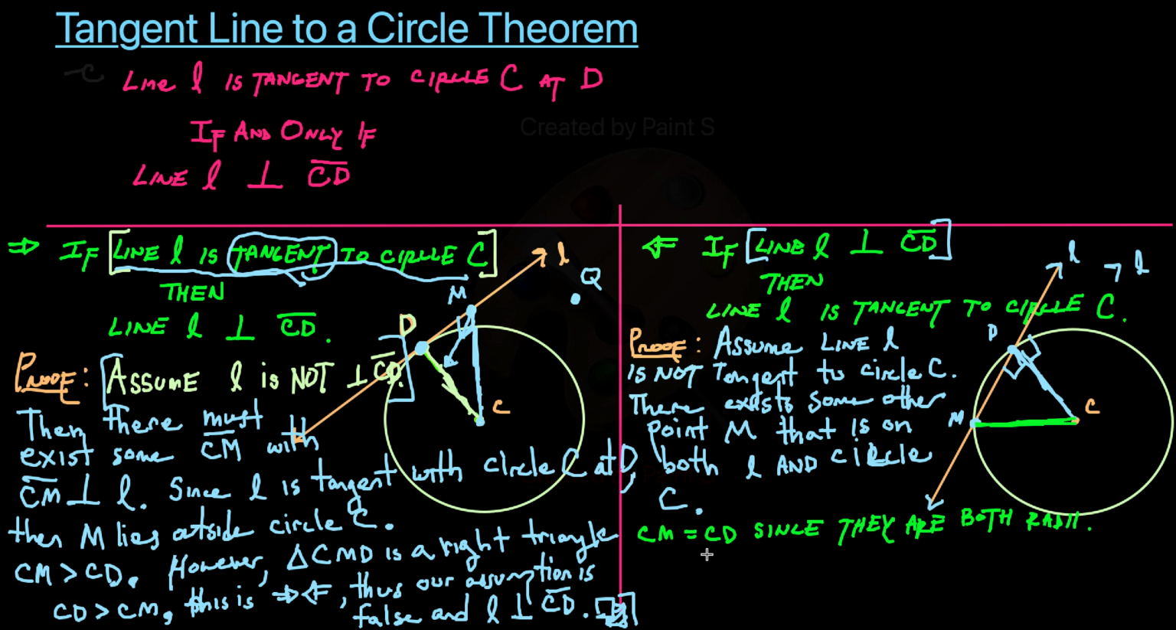Okay? Now, after that, we're going to get the contradiction part of this. Let's look at this triangle again, triangle CDM. However, triangle CDM is a right triangle with CM as hypotenuse.